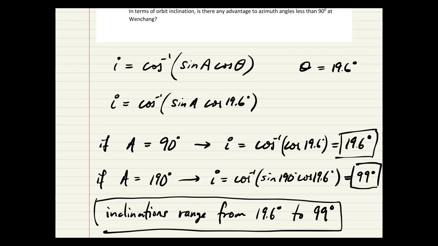And if you launched at 190 degrees launch azimuth, inclination now is based on an azimuth of 190, latitude 19.6. That's about 99 degrees inclination, a slightly retrograde orbit. So the conclusion is that the inclinations that result would range anywhere from 19.6 to 99 degrees as the result of a direct launch without any orbit inclination changes.